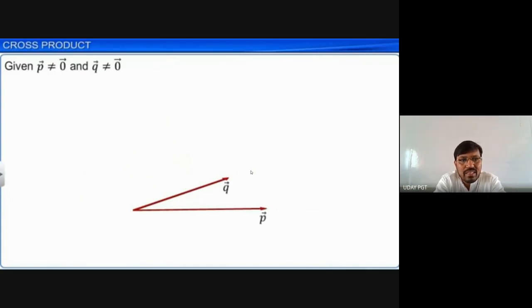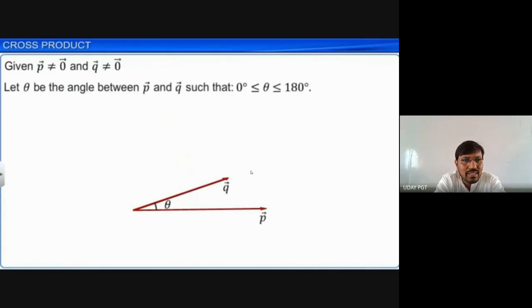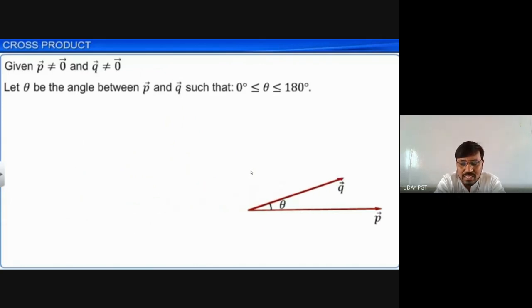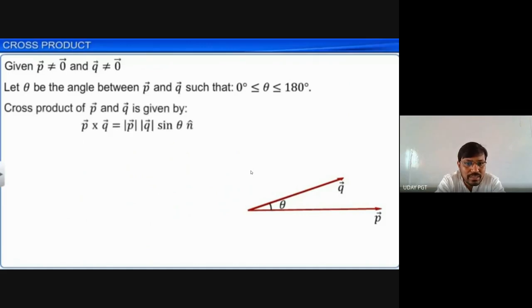Let us consider that P vector is not a null vector and Q vector is also not. Theta is the angle between these two vectors, and theta is between 0 and 180 degrees. Then the cross product of these two vectors is defined as magnitude of P bar, magnitude of Q bar into sine theta into n cap, where this n cap is a unit vector perpendicular to the given two vectors.